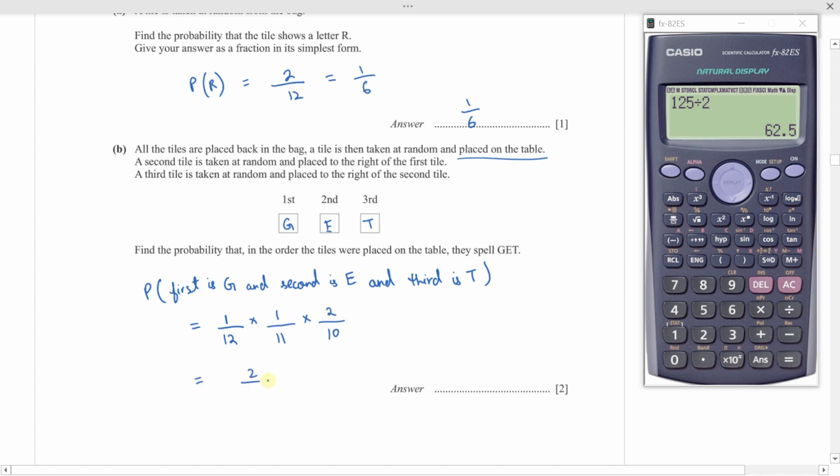This will be 2 in the numerator, 2 times 1 times 1, and in the denominator you will get 12 into 11 into 10, which is 1320. I can simplify it by dividing by 2, so I will get 1 over 1320 divided by 2, which is 660. So your answer is 1 over 660.